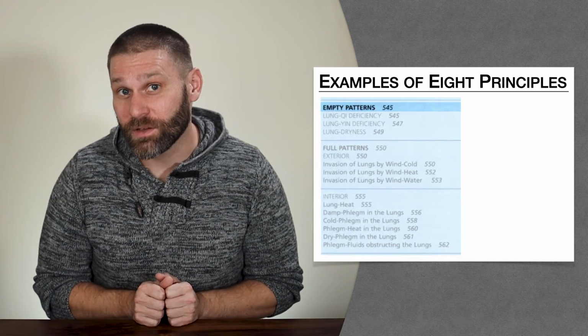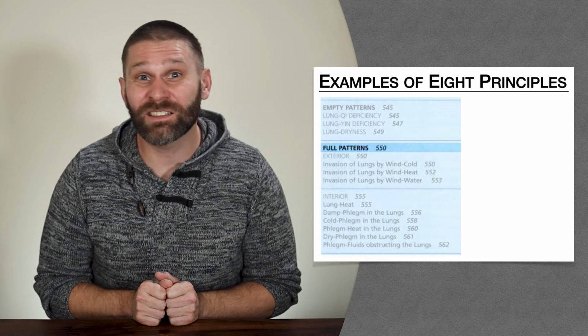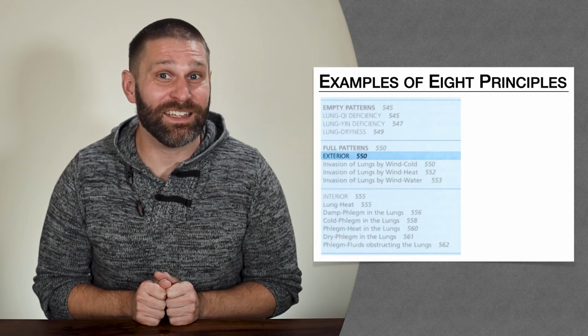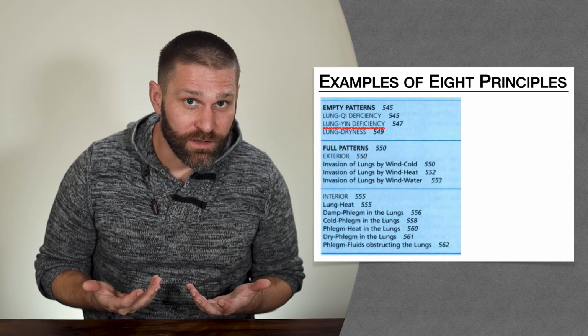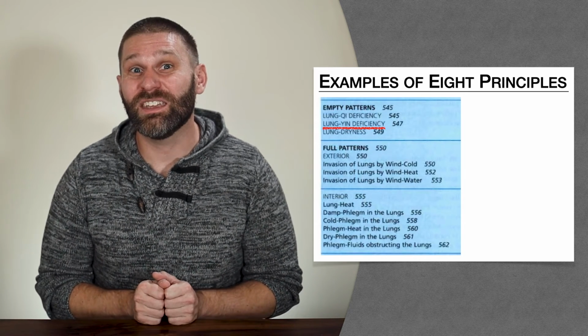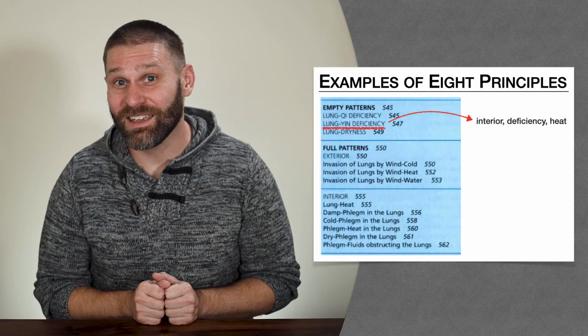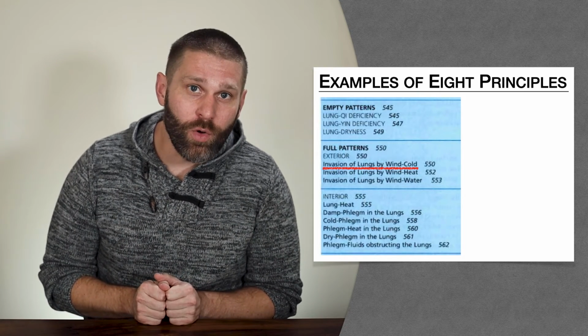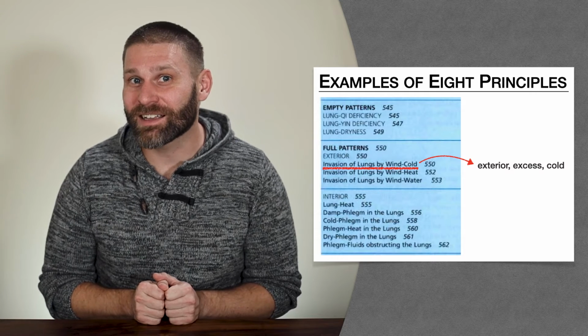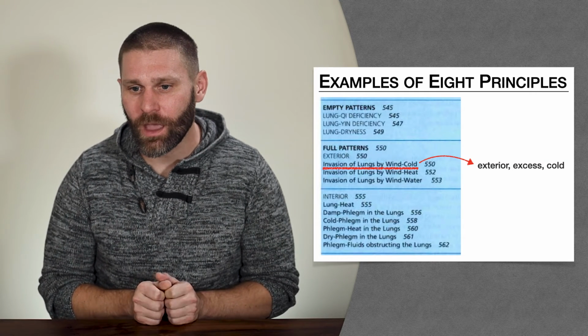So we have deficiency patterns, excess patterns, exterior patterns, and interior patterns. So when we see something like lung yin deficiency, we can say that this is a pattern of interior deficiency heat. And when we see invasion of the lungs by wind cold, that's an exterior excess cold pattern.